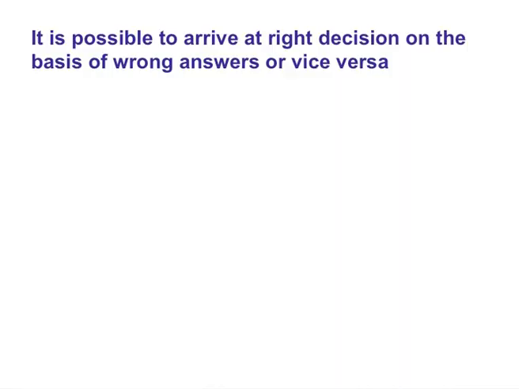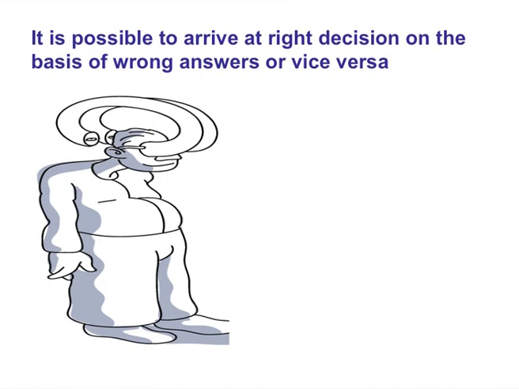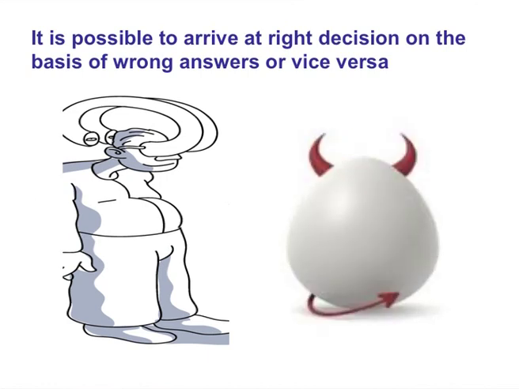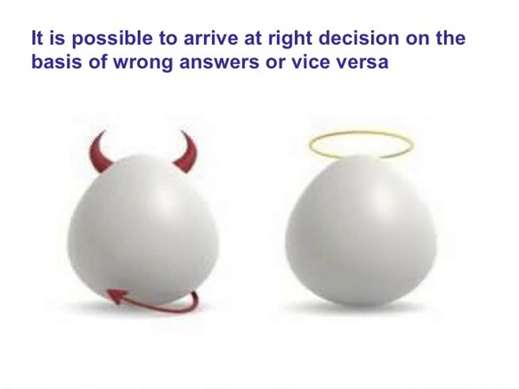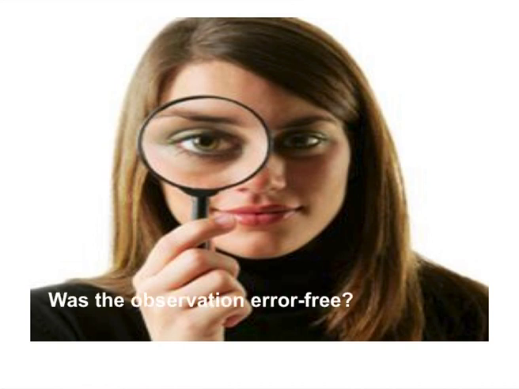When we observe a certain object or phenomenon, we are often unaware of our biases. We do not question them, and so we attribute our observations entirely to the objects or phenomena being observed. It is possible to arrive at a right decision on the basis of wrong answers or vice versa. This questions the process of observation. Was the observation error free? Every method of knowing has certain limitations. While observing, are we aware of our limitations?